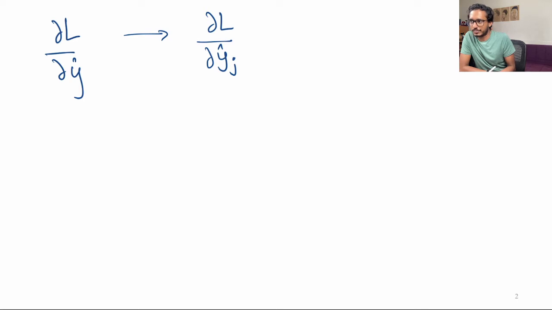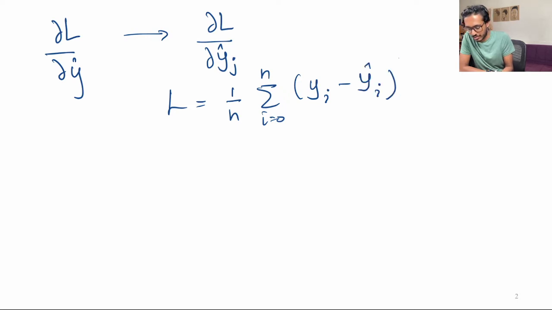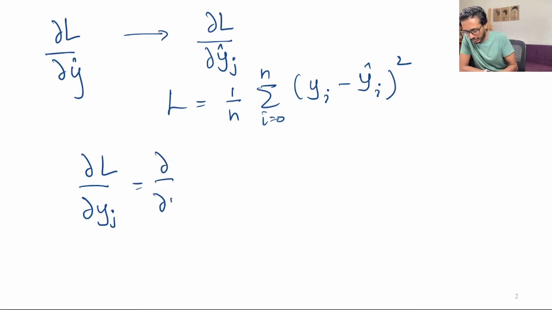We have our loss function L equal to 1 over n, sum of i equals 0 to n, (yi minus yi hat) squared. So we have the partial derivative of L over the partial derivative of yj hat. Okay, what we can do is take out the constant.